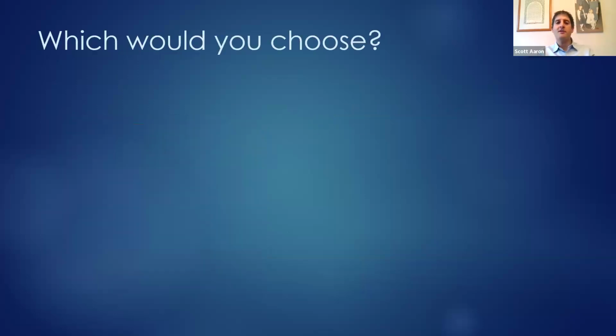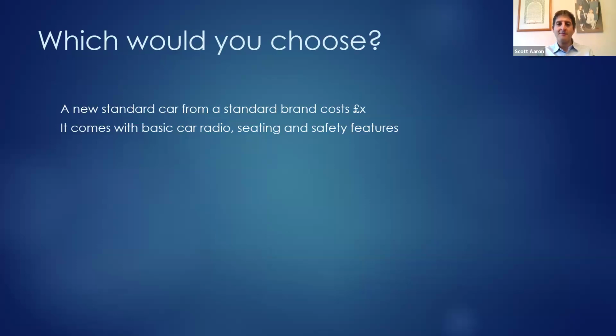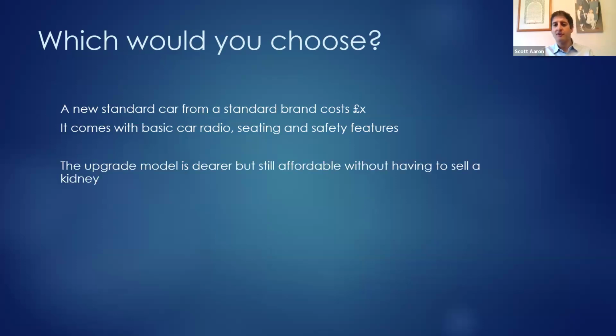So what would you choose when you're buying a new car? You can get a standard car, standard brand, certain cost, basic radio, seating, safety features. Alternatively, you can have an upgrade. It's a bit dearer, but you don't have to sell a kidney. I've rewritten this and made it a bit politer because some of the language was a bit fruity when I originally presented this in-house.